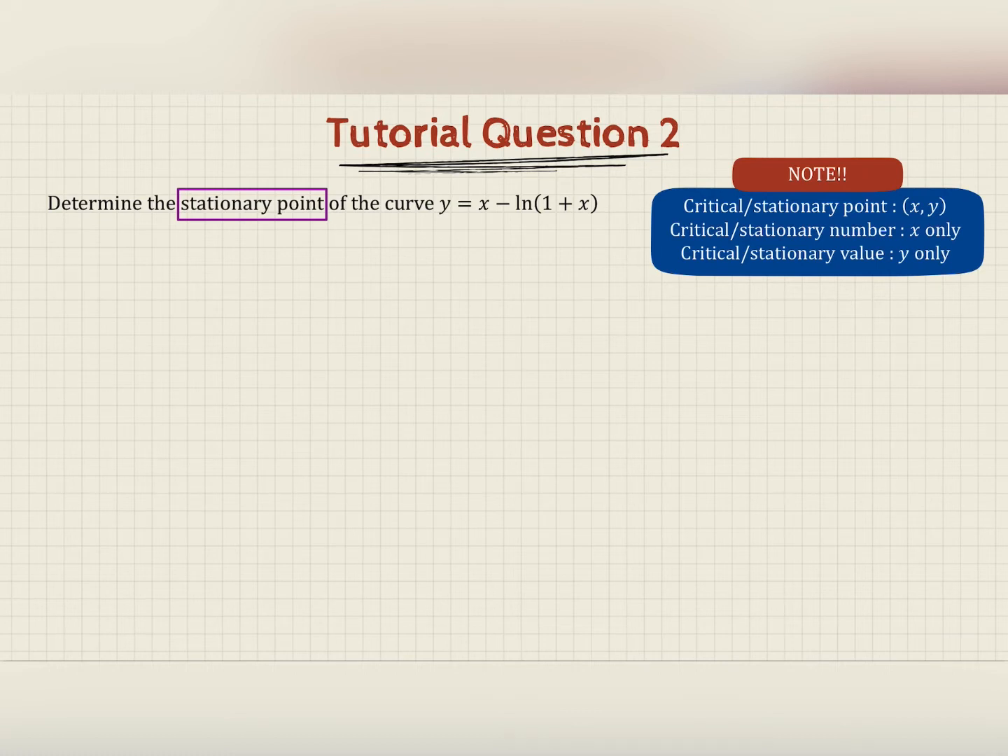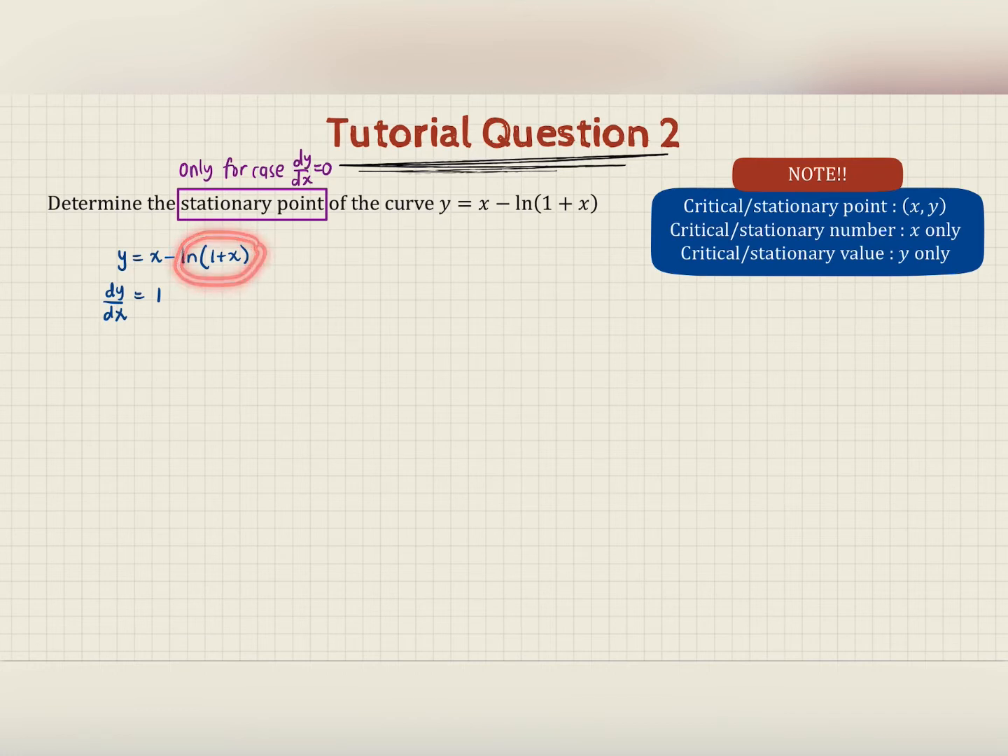So stationary point, dia only for case dy over dx equals to 0. So hanya bila dy dx kita sama dengan 0 saja. So for this one tak perlu cari yang dia undefined. Okay, kita hanya cari yang dy dx equals to 0. Okay, so our question is y equals to x minus ln 1 plus x. Okay, so dy over dx will be differentiate x dapat 1, differentiate ln.